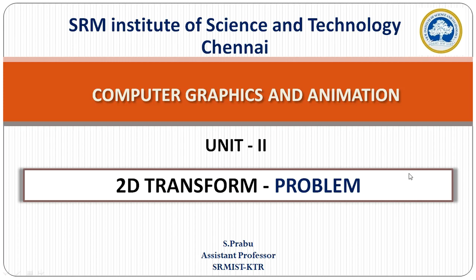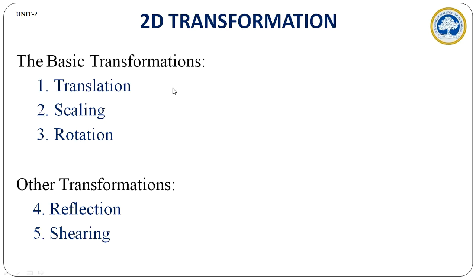In this video, I am going to teach the problem part of 2D transformation. We know that the 2D transformation can be classified into basic transformations and other than basic transformations. The types of basic transformations are translation, scaling and rotation. And other than basic transformations, the important two transformations are reflections and shearing.